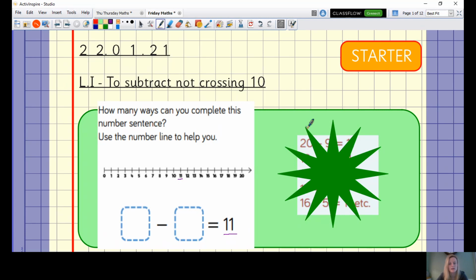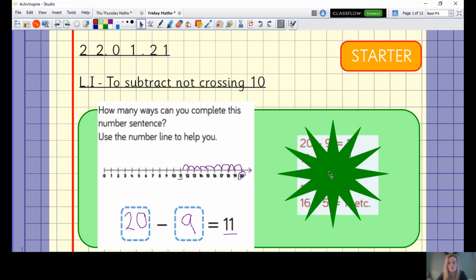So press pause now and use your number line to see how many ways you can create a subtraction number sentence to equal 11. Okay, press pause. Right, so we'll run through one example together and then we will go from there. So I'm going to start with 20. I'll circle it on my number line and then I'm going to do 1, 2, 3, 4, 5, 6, 7, 8, 9. 20 minus 9. Oh my goodness. 20 minus 9 equals 11.